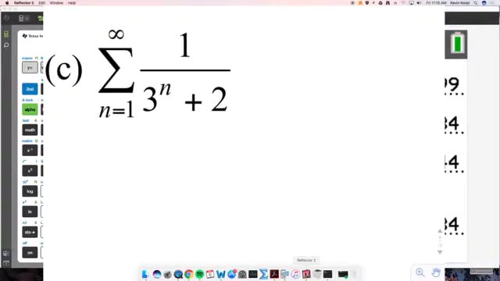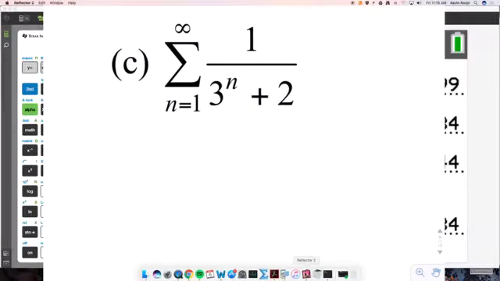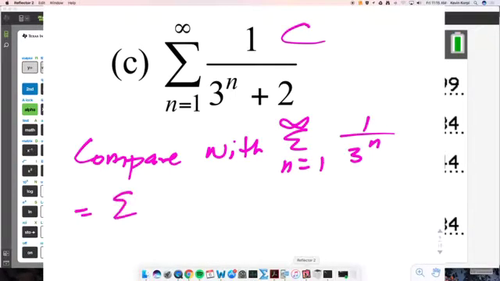All right, how about this? 1 over 3 to the n plus 2. What does your intuition tell you? Converge or diverge? Converges, yeah. And the terms go to 0. So it does converge. You're right. It's exponential. This looks a lot like, if you got rid of that plus 2, stupid plus 2, let's compare with the sum from n equals 1 to infinity of 1 over 3 to the n, which is actually equal to what? What's another way to write it?